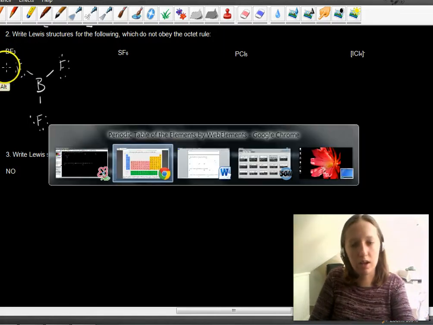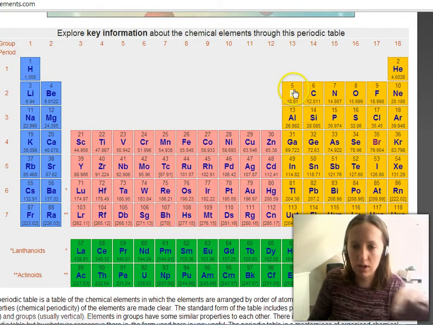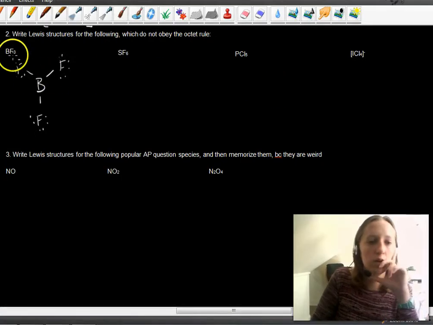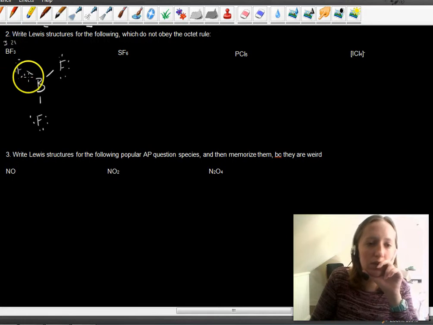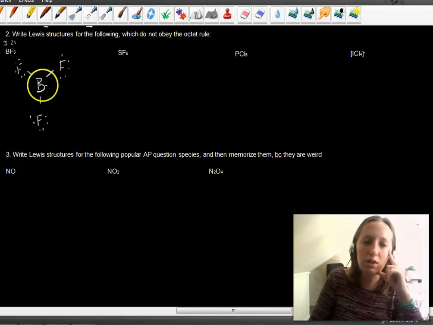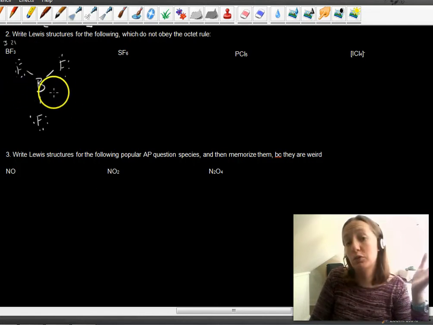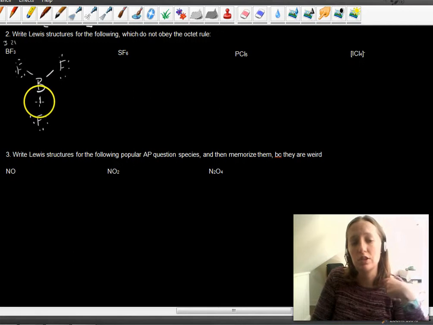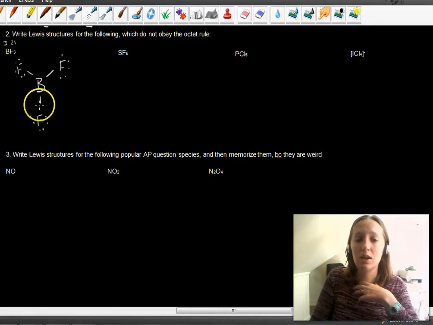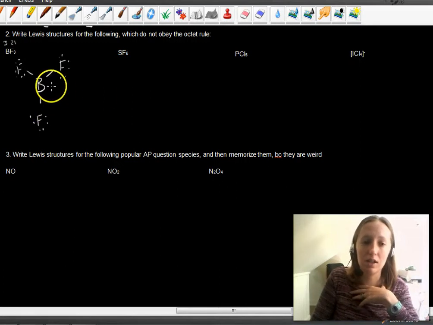And boron has got 1, 2, 3. So that's 3 and 21 is 24. So 2, 4, 6, 8, 10, 12, 14, 16, 18, 20, 22, 24. 24, that's it. So here we have a low electron boron trifluoride. And if you remember from last year, these are the molecules that tend to participate in Lewis acid type reactions because they are slightly dying for electrons on this boron here.